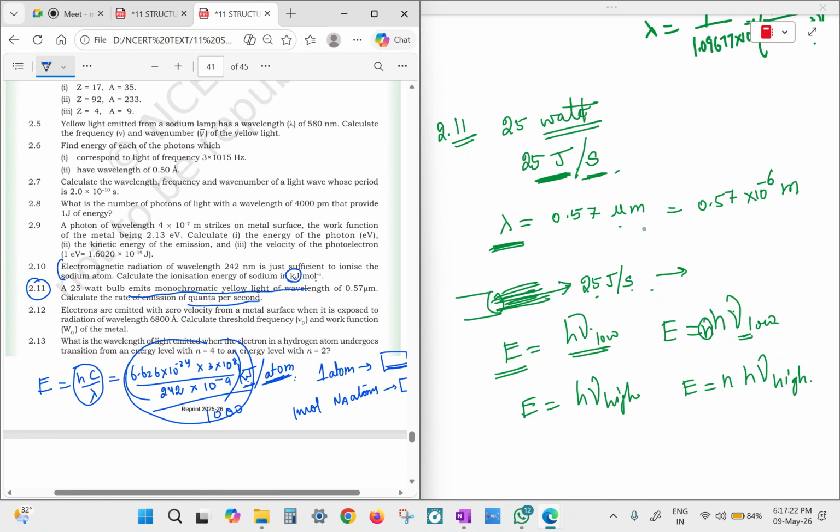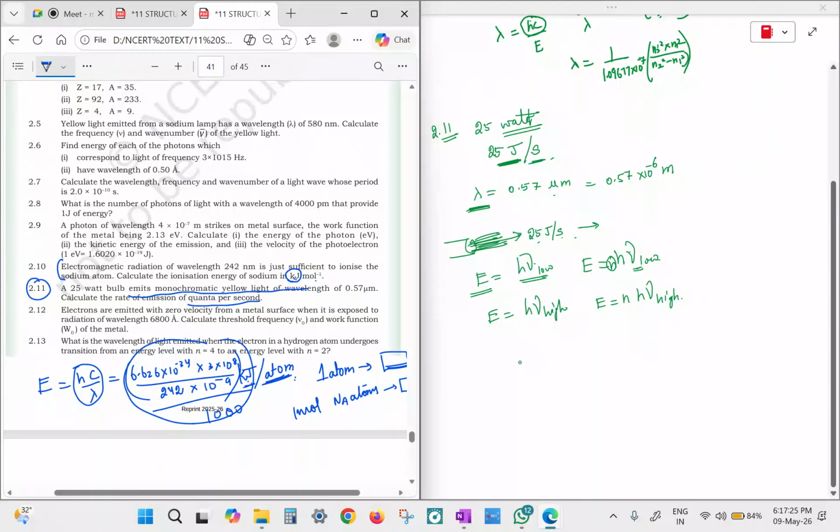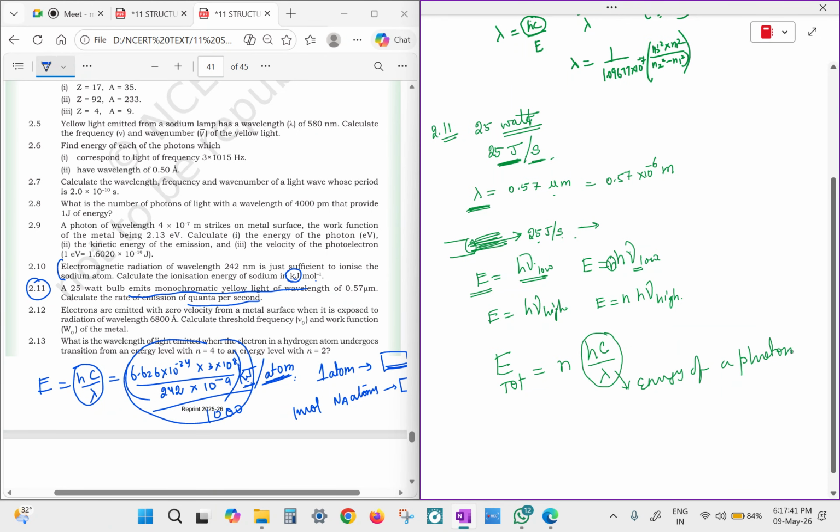So all this speaks about the quanta, and now they are talking about that only. Can we put it as total energy is equal to n times hc by lambda? hc by lambda is the energy of a single photon. So if total energy is larger than the energy of the photon, that means many photons have been taken in, and that is what they are asking. Quanta per second. What is the total energy emitted? It is 25 joule emitted per second.